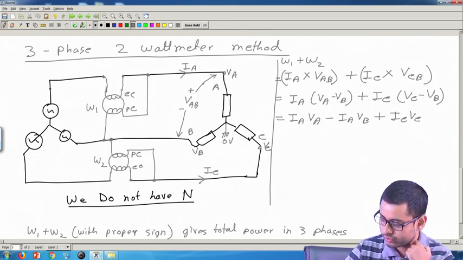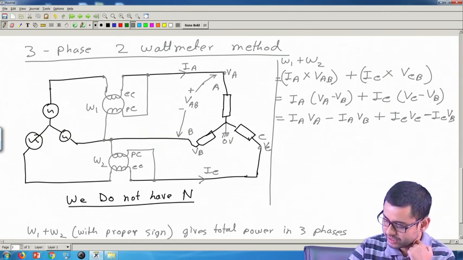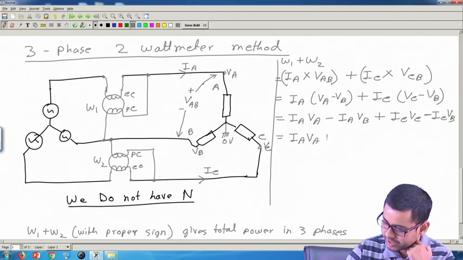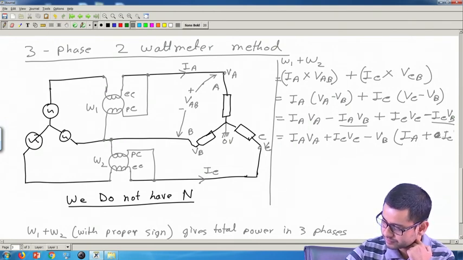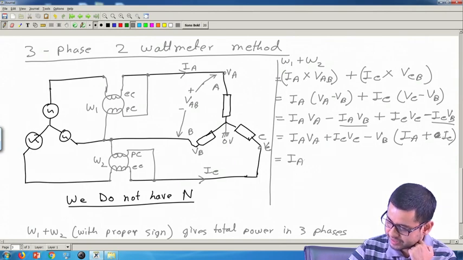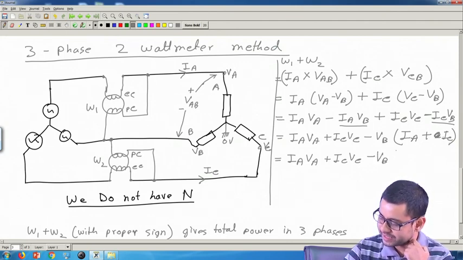So there will be one more term, ICVB. Now let's rewrite this as IAVA, then this term plus ICVC, and then these two terms I will write together. See, VB is common, so I can write minus VB common, then IA plus IC. Now in place of IA plus IC, we write this as minus IB.